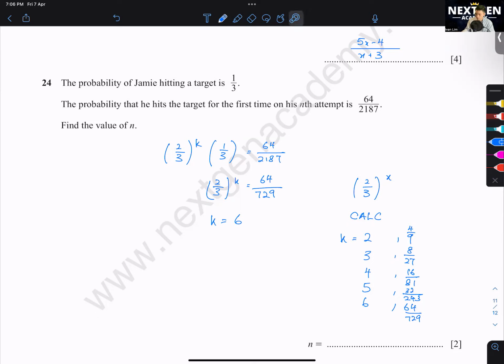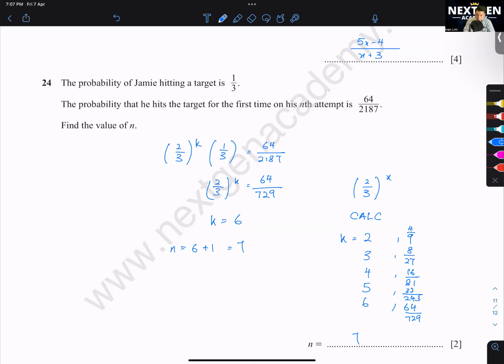However, they say on the nth attempt. When we read this sentence properly, what does it mean, on the nth attempt? What will be your n? So that means he tried how many times? On the nth attempt means he tried 6 times. Then on the 7th time only he hit, right? Because I need to plus this one also. So n will be 6 plus 1, okay, which is equals to my 7th attempt.